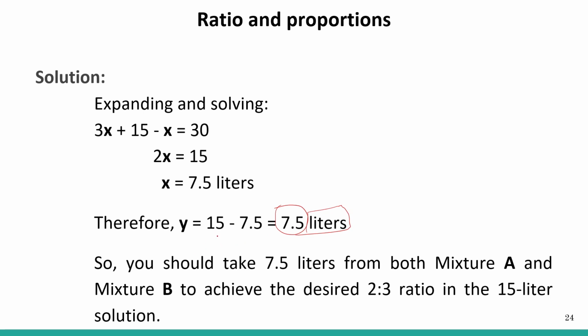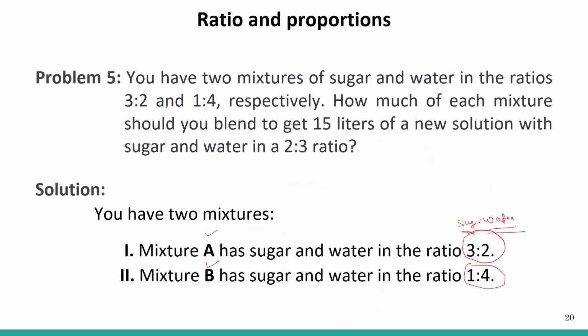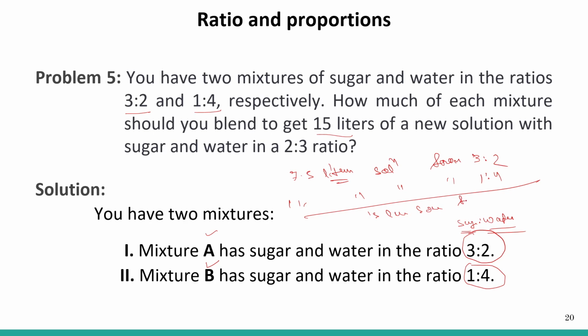And y is 15 minus x, and x is nothing but 7.5 liters. So you should take 7.5 liters from both mixture A and mixture B to arrive at the desired 2:3 ratio in the 15 liter solution. Let's see the question again. What we had was 3:2 ratio and 1:4 ratio of sugar and water mixtures. We wanted to arrive at a 15 liter solution with sugar and water in ratio 2:3. So what we did was add 7.5 liters of solution from 3:2 and 7.5 liters of solution from 1:4. What we arrived at was a 15 liter solution with 2:3 ratio of sugar and water. Okay, so this is the final answer.